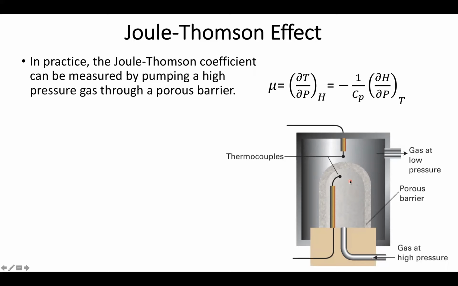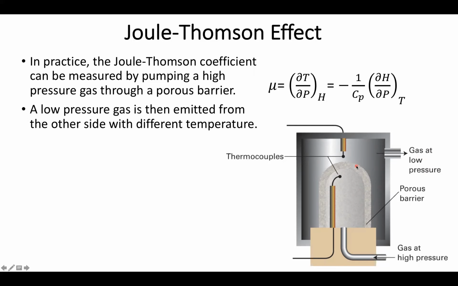And then we're going to essentially push it across a porous barrier, which is going to allow us to create a pressure drop. So that the gas that flows out may be flowing out at a faster rate, but it's going to be flowing out at a much lower pressure. But again, what we can then do is measure the difference in temperature from this pressure drop. I know the change in pressure, I measure the change in temperature, and I get my Joule-Thomson coefficient.